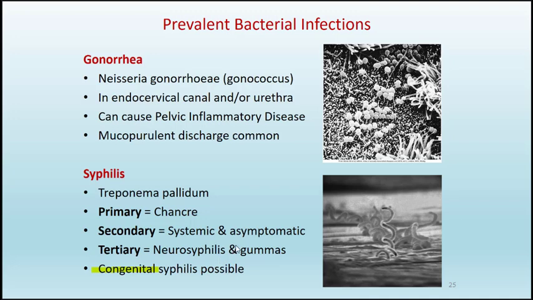And just a couple of terms to define here. Neurosyphilis is when it can actually be spread to the brain. And then gummas are soft, non-cancerous growths that result from the tertiary stage of syphilis. They're a form of a granuloma.